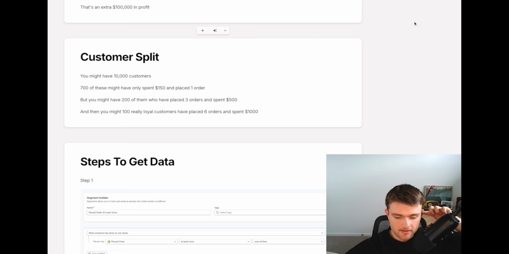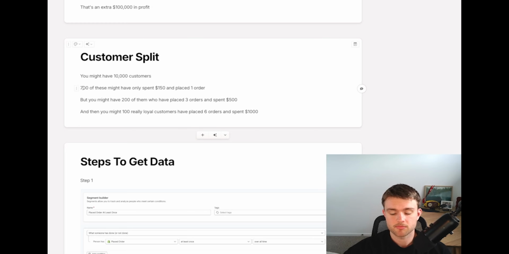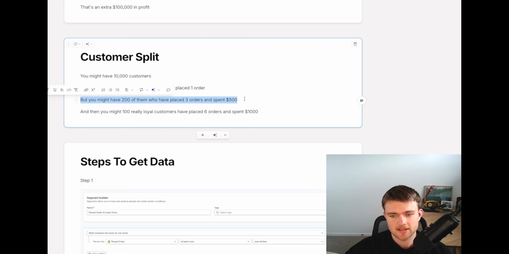Now, the reason I give these numbers is because most stores are actually going to see a split like this. 70% of your customers have probably only ordered once. 20% of your customers are probably going to be in another tier where they've probably placed 3 orders and they've spent $500 and they're way more profitable than these people.